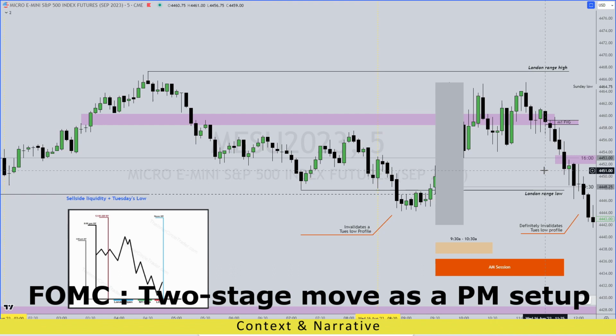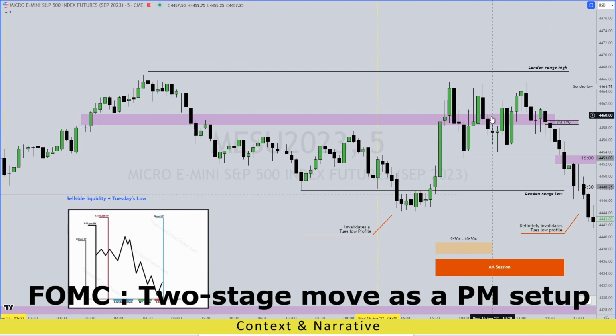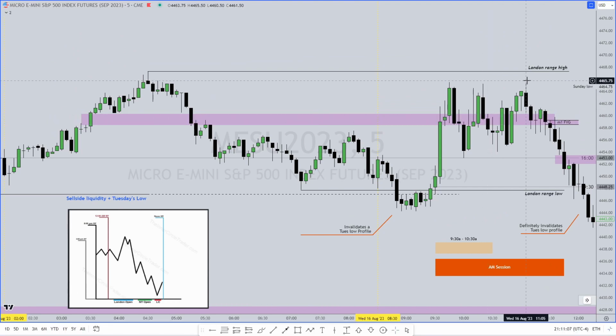FOMC we know is a two-stage move. So we're gathering information through the entire AM session. That could have been a trade. I took something off of this range, not that one, and we got an AM low, looking for a target below the morning lows.